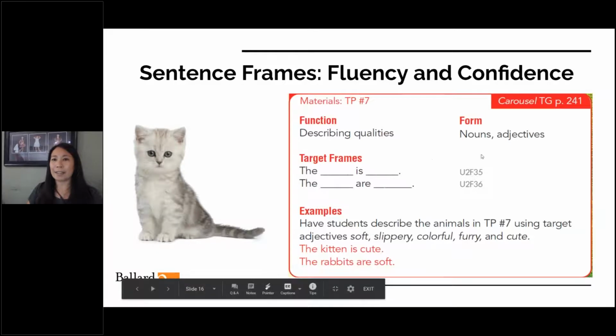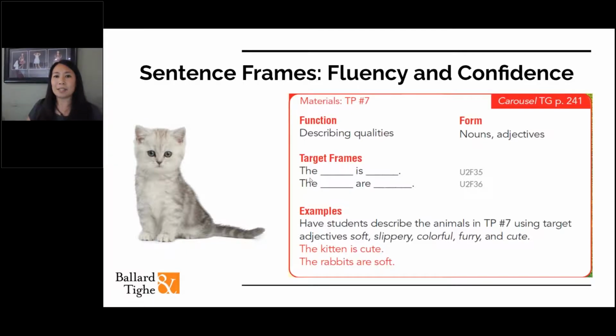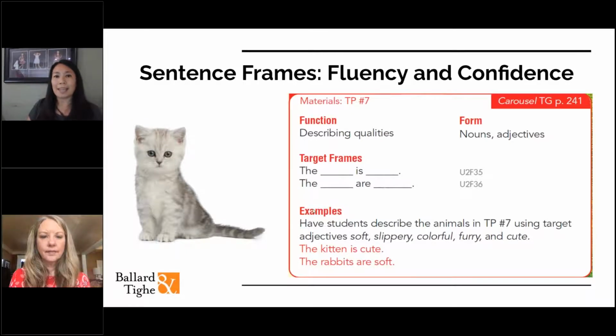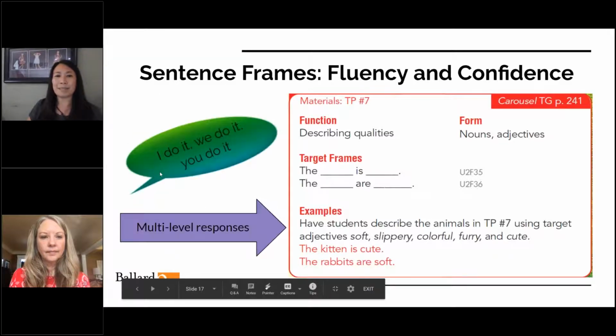All right, so we're going to try another one. This is going to be adjectives describing qualities of the nouns. The target sentence frame is the blank is blank. And then you're going to have the words here that you can use, like soft, slippery, colorful, furry, cute. And here are some examples. So Emily, again, I'm going to do it. So the kitten is cute. The rabbits are soft. So you can use some of these words if you want to, you don't have to. But let's try an animal together.